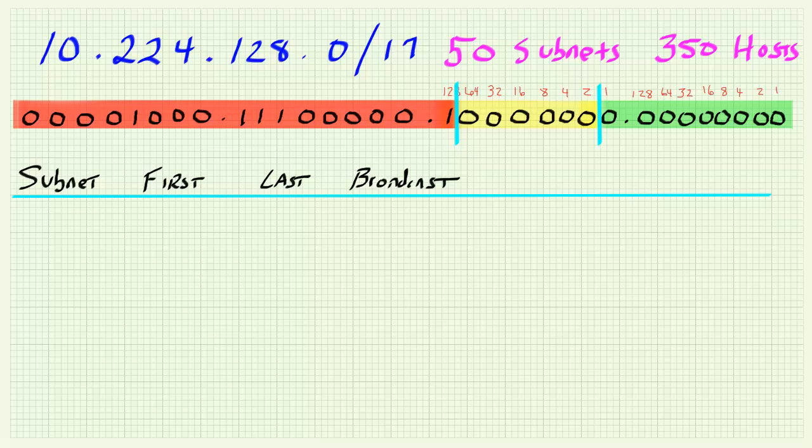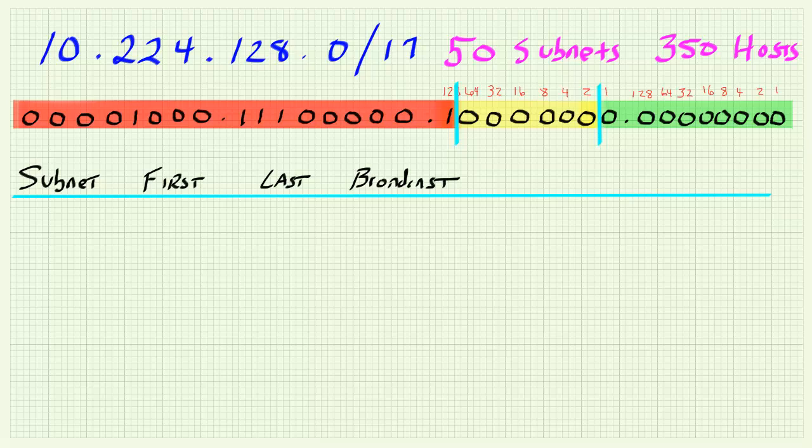Well, that would be 2 to the 8th, which is what, 256, and we have to take out those 2 special cases where we have all zeros for the subnet and all ones for the broadcast. So with 8 host bits, we could accommodate a maximum of 254 host IP addresses in that subnetwork. Well, in that case, we can see that 8 host bits is not going to be enough because we're being asked to accommodate 350 hosts.